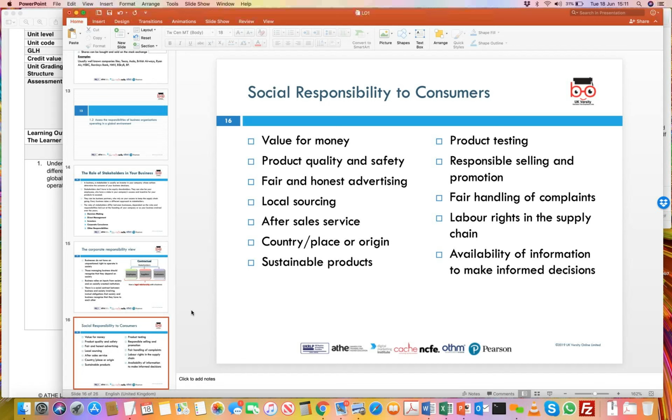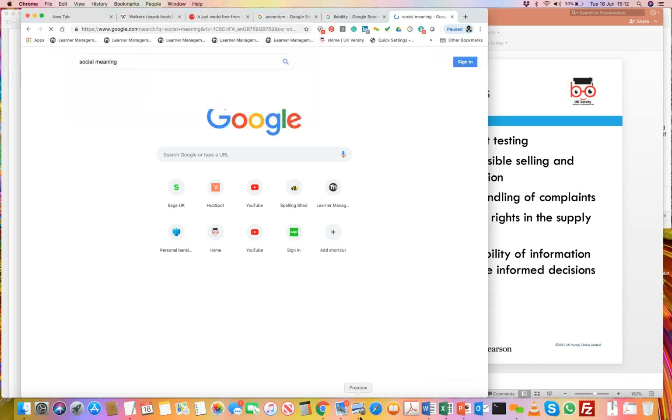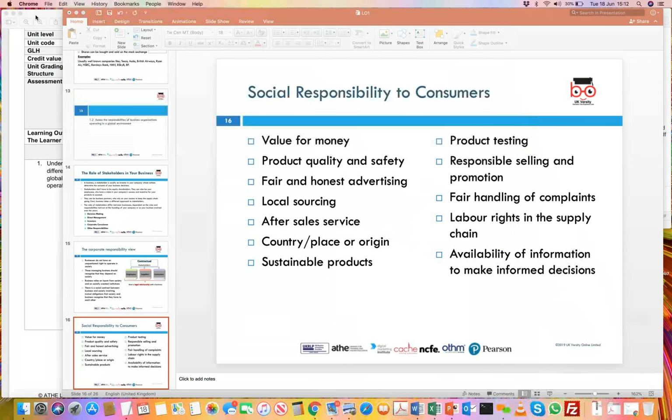Now, when you also look at other things, what are the other kinds of responsibilities a business has? Sometimes you will see businesses have social responsibility. What do you think is social responsibility? The word social means that you have some relation to society. You need to be able to give back something to the society, isn't it? Because you are a part of a society.